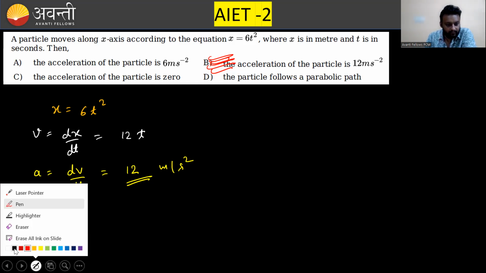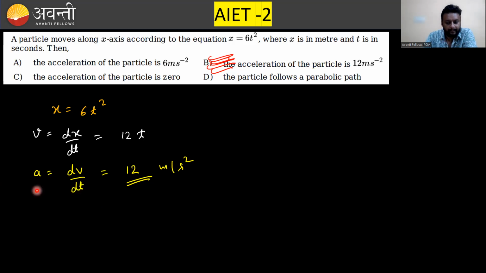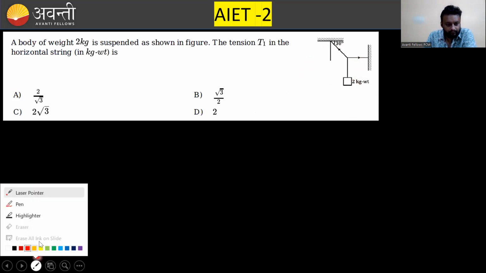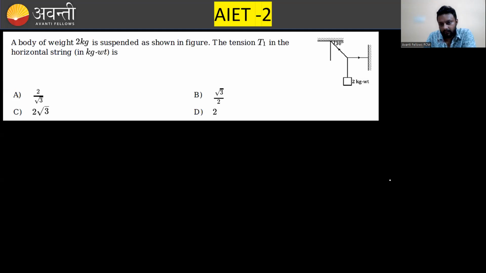Moving further, the next question. Okay, so there is a diagram. Let me draw this diagram again to show you all. This is the diagram. One body is suspended something like that. This is this one and this one. I hope I have drawn it correctly.